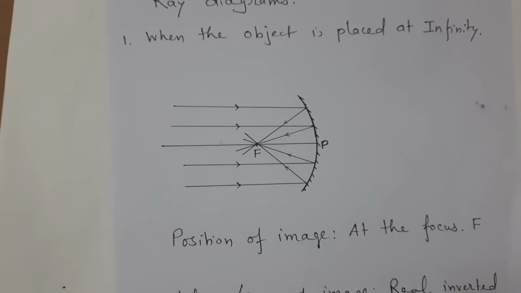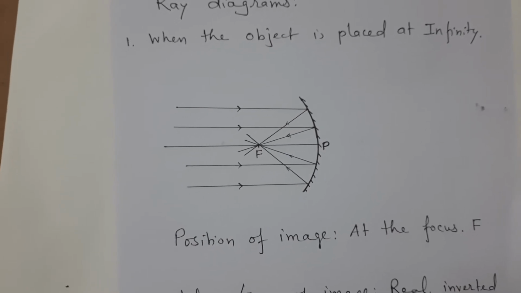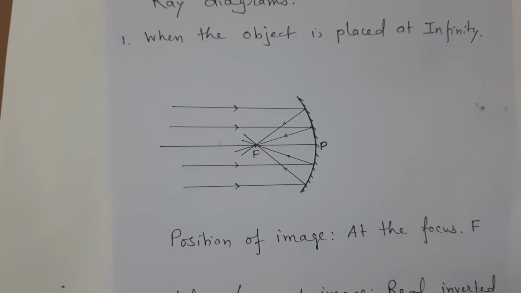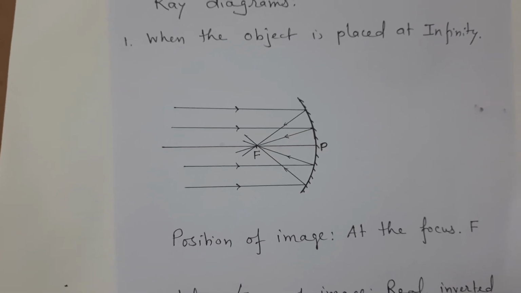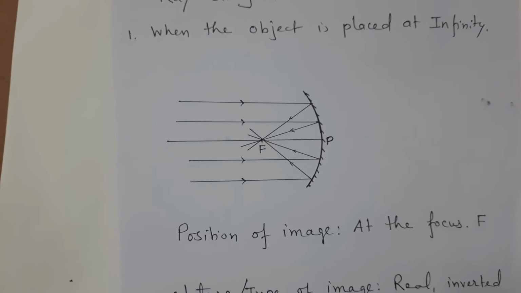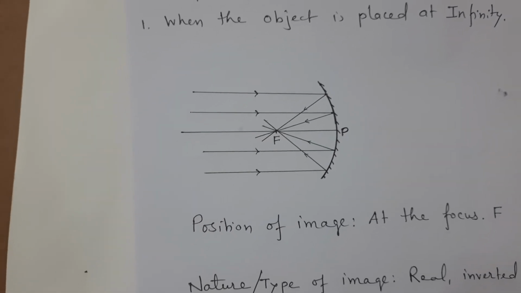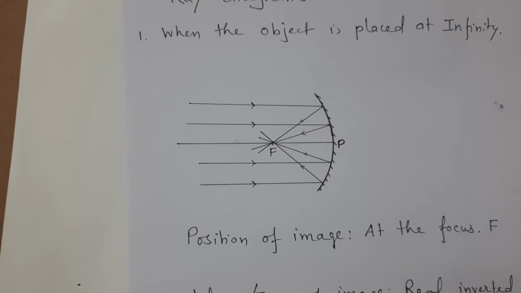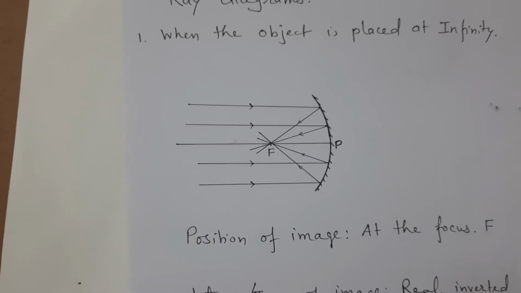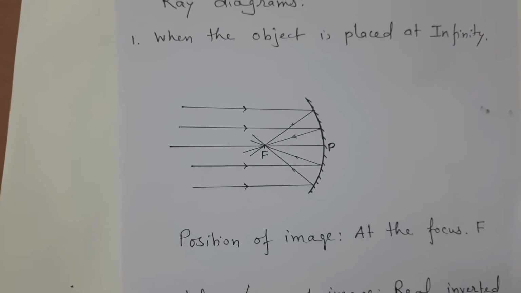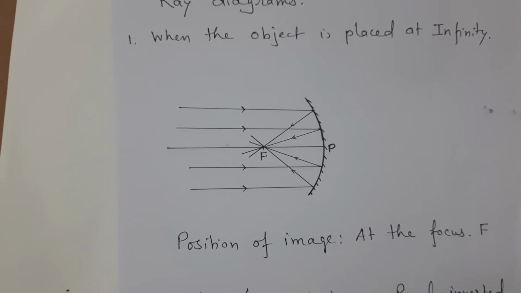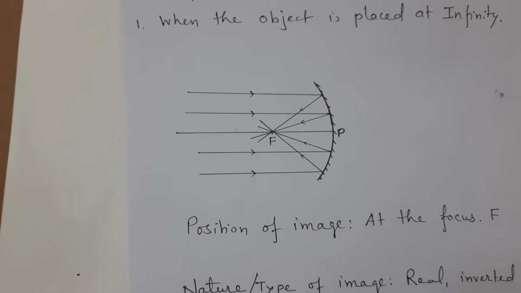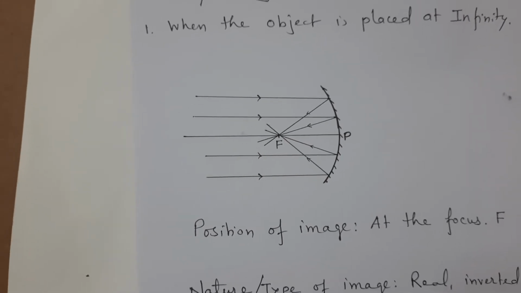Now here the first one, when the object is placed at infinity. When the object is placed at infinity, the rays from the object are coming parallel to the principal axis. Now I hope you know what the principal axis is. Principal axis is the imaginary line that is drawn from the pole of the mirror. As such the line is not there, but it is our imagination. So it is an imaginary line that is drawn.